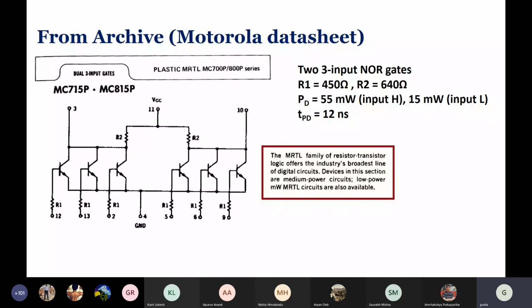I'll ask you to take a look, 1 minute kind of stuff, on this. This is, as I said, from the archive, a Motorola datasheet, dual 3-input RTL NOR gate that came up, and something is written over here. Just see.